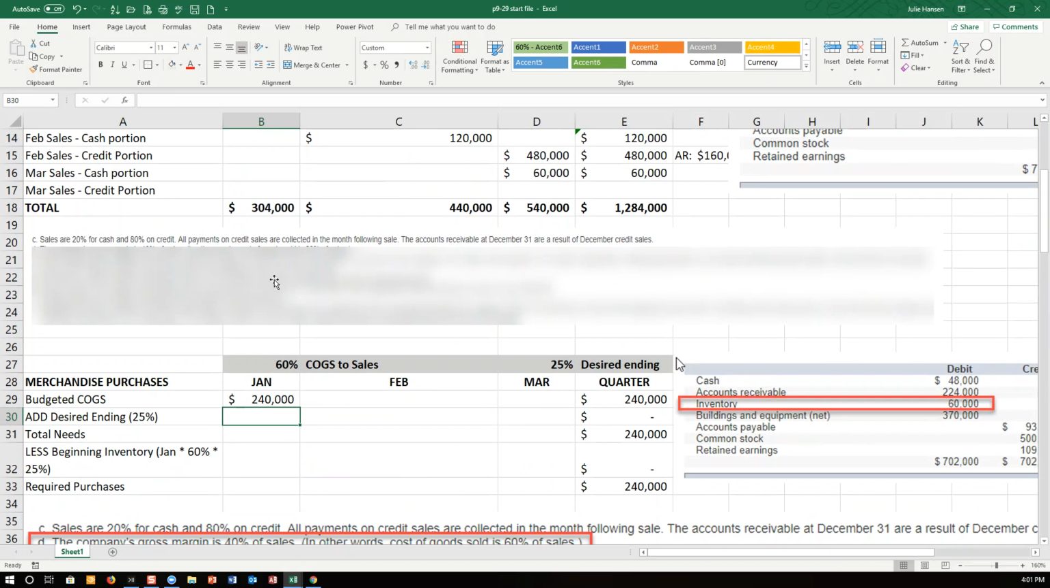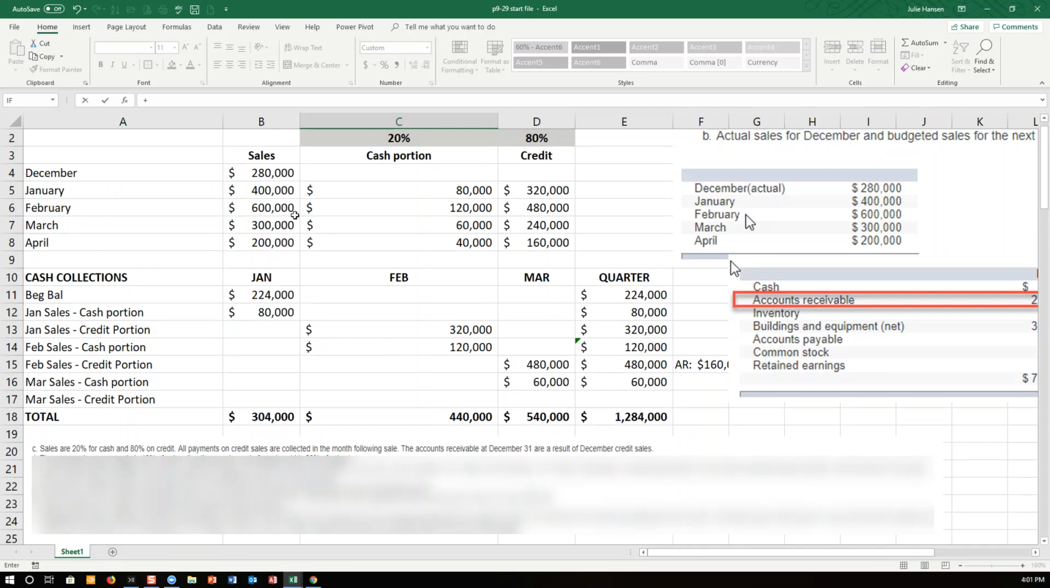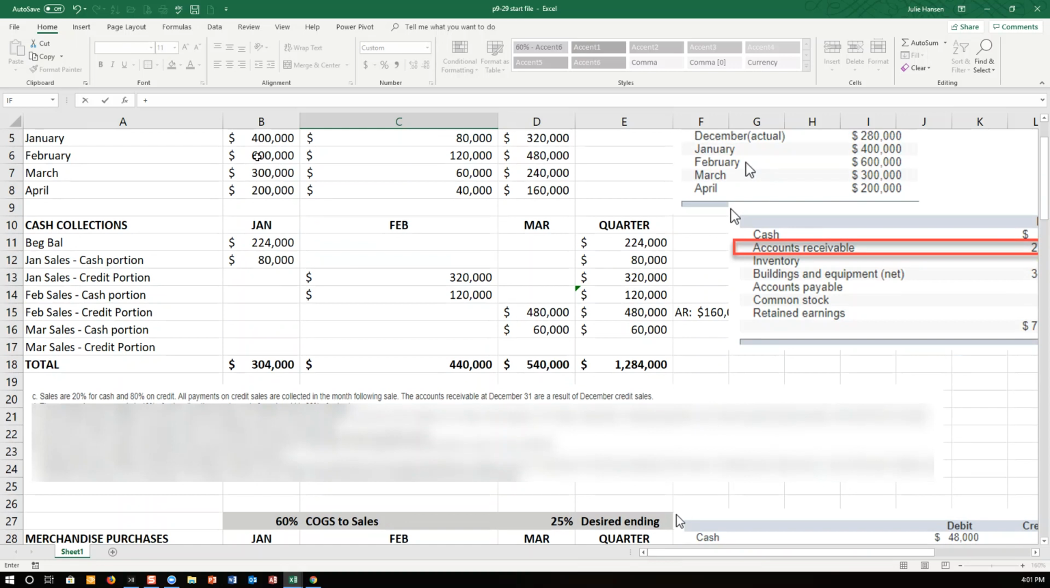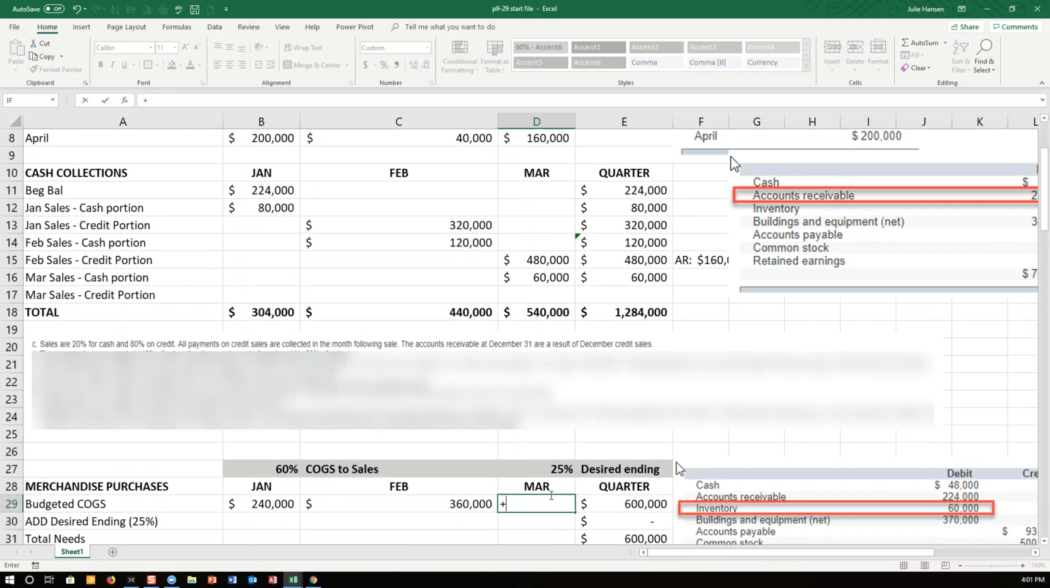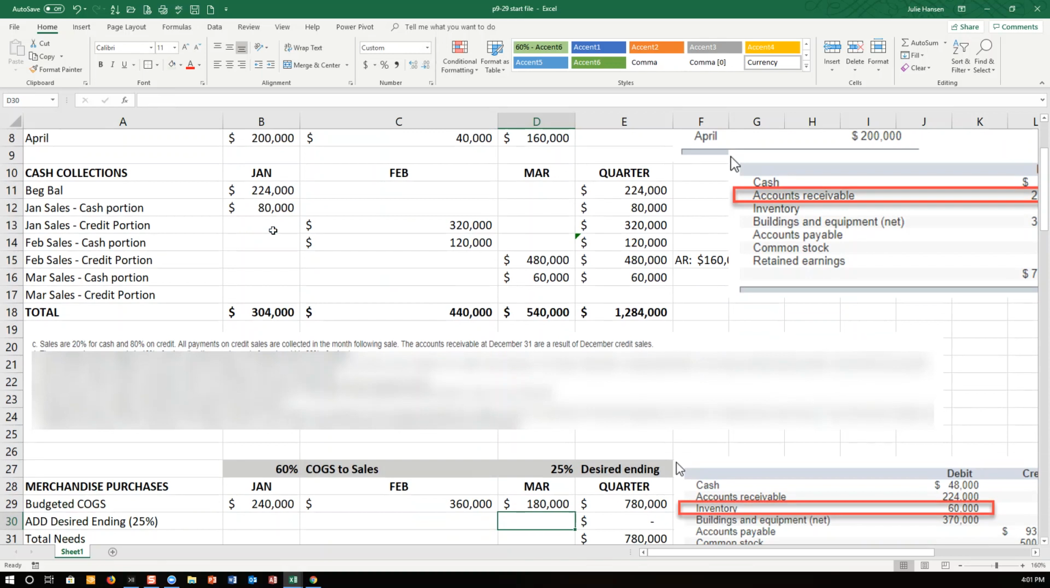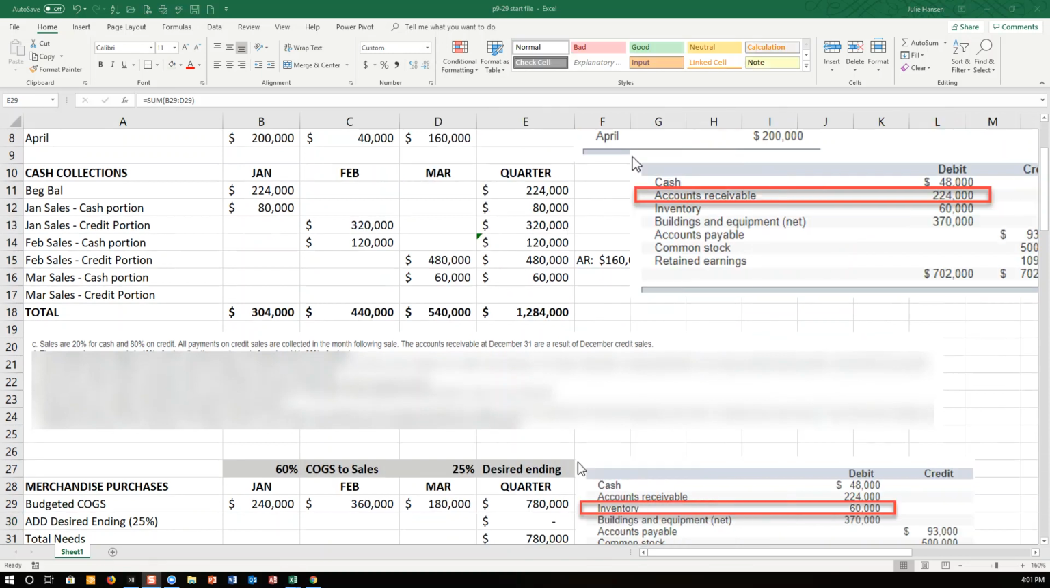Okay, now let's do February first before I get into the ending inventory. For February, we're going to go back up to February's numbers, which are here, and multiply those times 60%. Oops, that couldn't have been right. Let's take it again. February sales, and we're going to multiply those times 60%, and there we go. And March's sales, same deal. We're going to take those and multiply them times 60%. And you can see that we're coming up with a quarterly total as well.